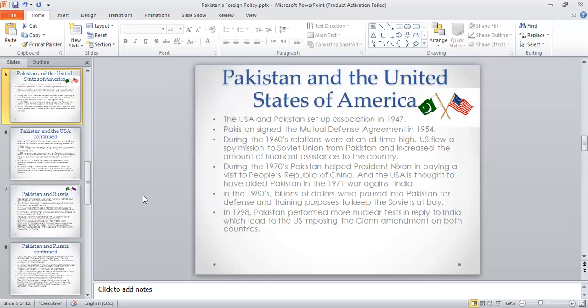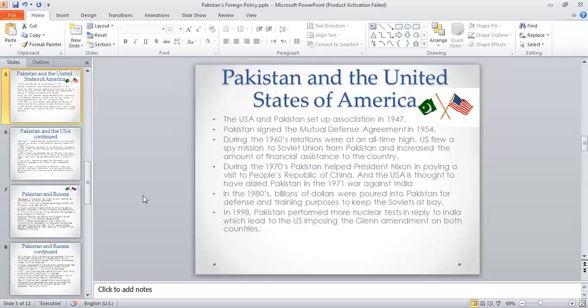In 1965, the Indo-Pakistan War broke out, due to which US imposed sanctions on Pakistan, which resulted in the collapse of its economy. During the 1970s, Pakistan helped President Nixon in paying a visit to People's Republic of China, and the USA is thought to have aided Pakistan in the 1971 war against India. Pakistan remained in America's good grace until the start of Jimmy Carter era, when Pakistan, in reaction to the Indian 1974 nuclear explosion, initiated its own defensive program.